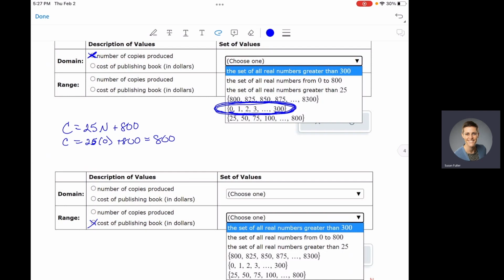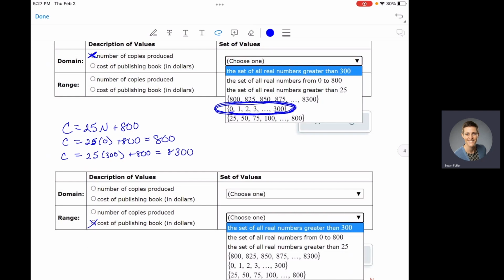And then we can produce up to 300 books. So what if we produce all 300 books? How much is this going to cost? Well, when I put that into my calculator, 25 times 300 plus 800, I get 8,300 out of my calculator. So that means if we produce 300 books, it's going to cost us $8,300. So we're going to get numbers between 800 and 8,300 out for our range.